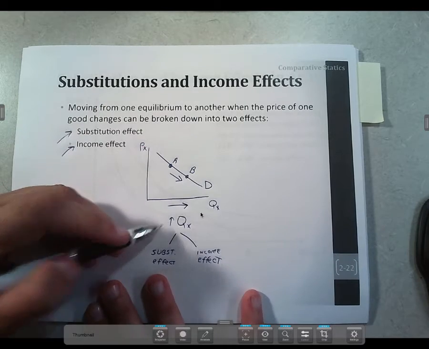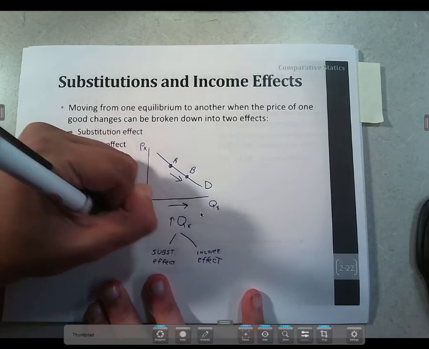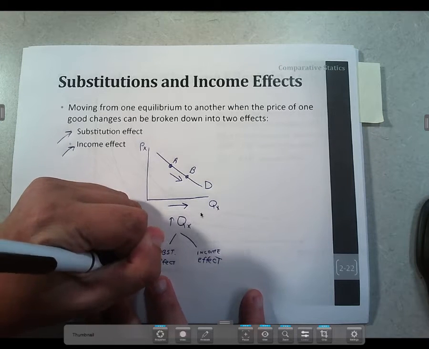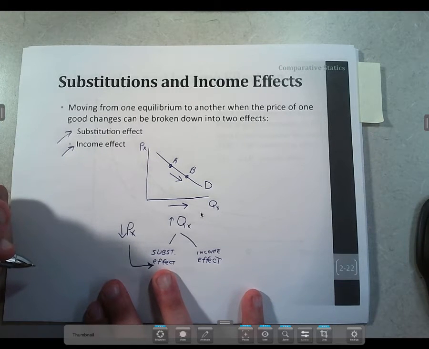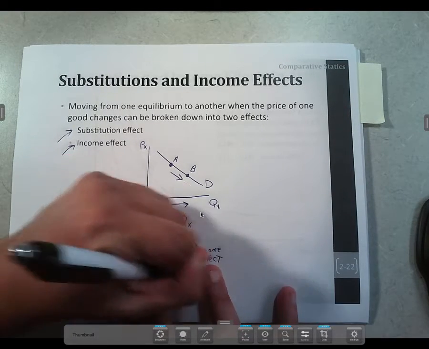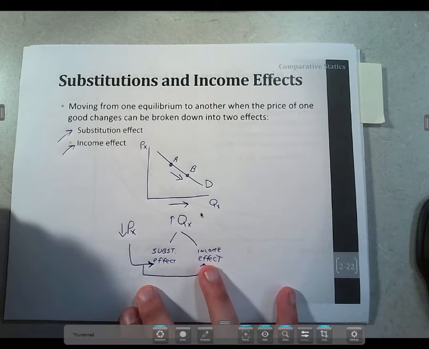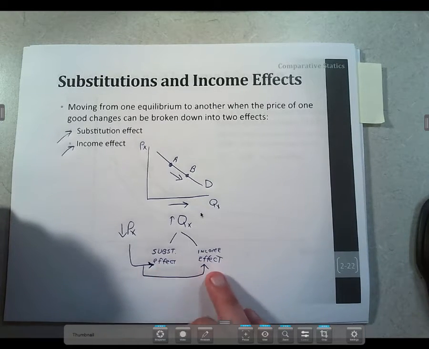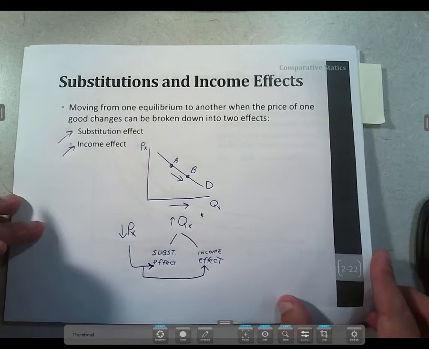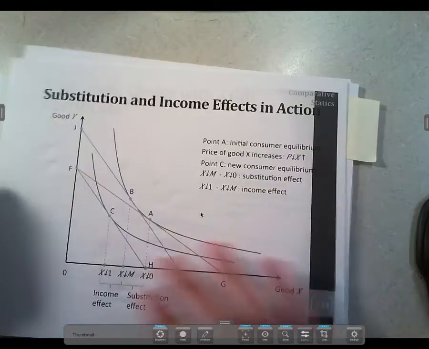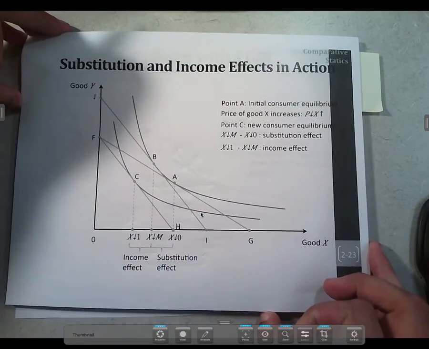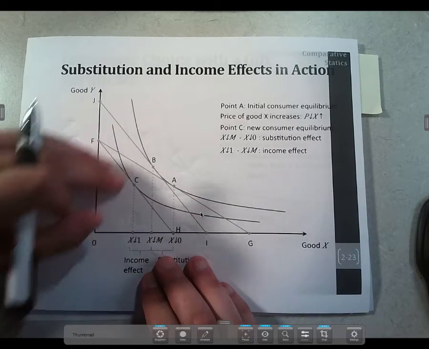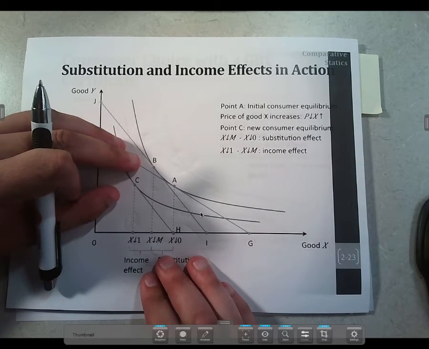As the price of X is falling, I both buy more X because it's cheaper relative to other goods, and I buy more of X because I feel richer. So it's cheaper relative to other goods, and I feel richer, and so I buy more. Now, what the next slide shows is that we can also understand that in terms of the budget constraints and indifference curves. So here's what we do.